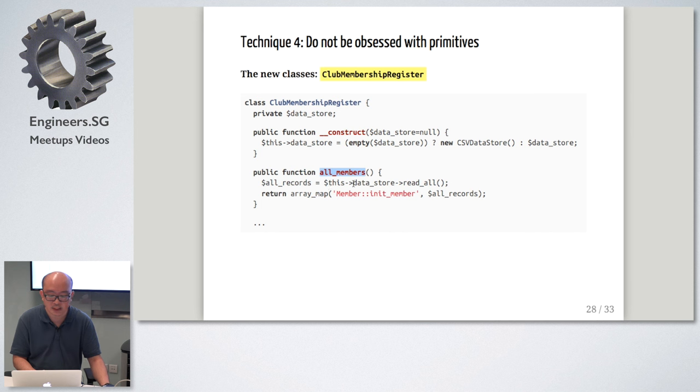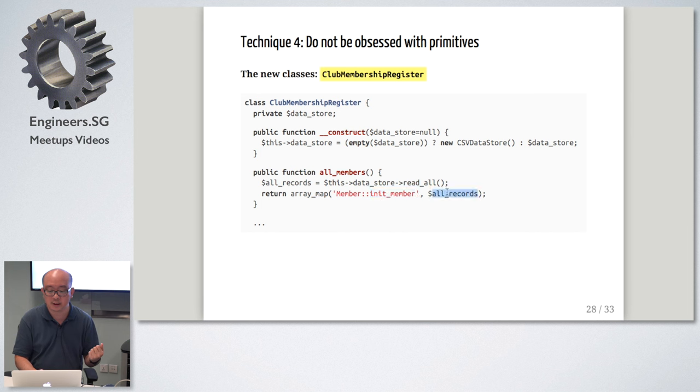All members basically just goes through and reads all the data from the CSV file. So from here, it gets all the records. Here it is collaborating with the data store, reads all, which is a method found in the data store, and gives all the records as an array. And what I do next is call this method called init member. What is clever over here is that I'm passing in the record, which is a full array, and I'm calling init member on every single object inside the array, right?